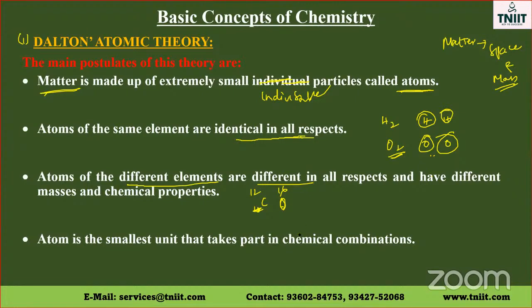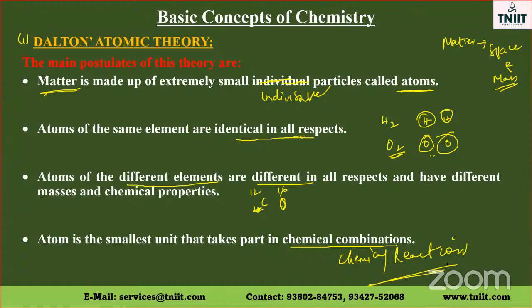Now, the next point is atom is the smallest unit that takes part in chemical combination. Atoms are the smallest unit which takes part in chemical combination or chemical reaction. The fourth postulate of Dalton is atom is the smallest particle which takes part in chemical reaction. Recapping, the first postulate we have learned: matter is made up of extremely small, indivisible particles called atoms.